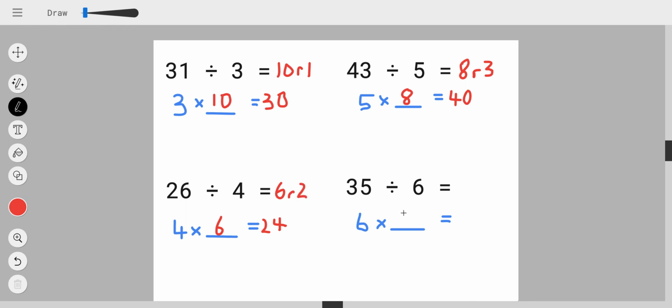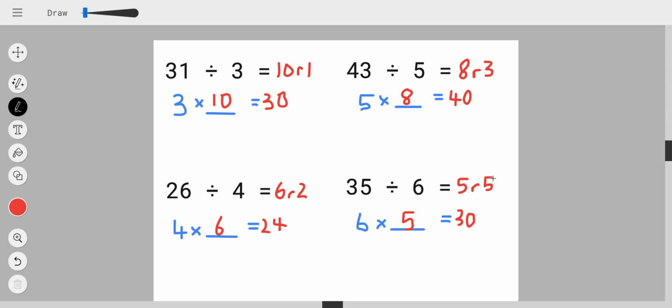So it goes there. All right, last example, 35 divided by 6. Well, I'm going to think in my head, 6 times what gives an answer close to 35? Well, 6 times 4 is 24. 6 times 5 is 30. 6 times 6 is 36, but that's too big. So 6 times 5 is 30. So my answer must be 5. But then how many remainders? Well, 35 is 5 more than 30. So remainder 5.